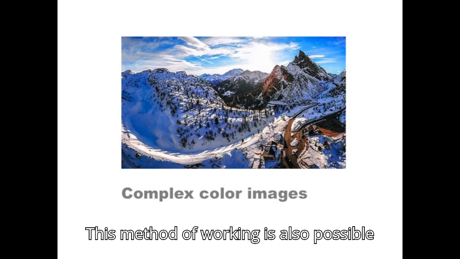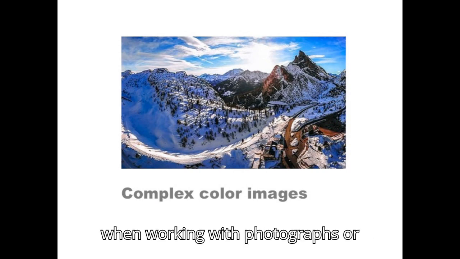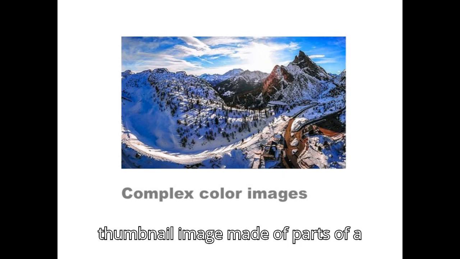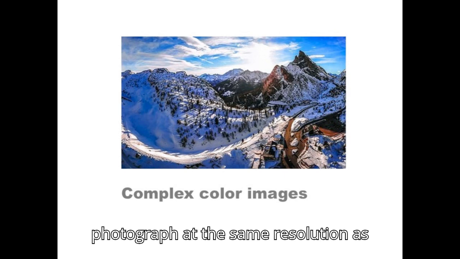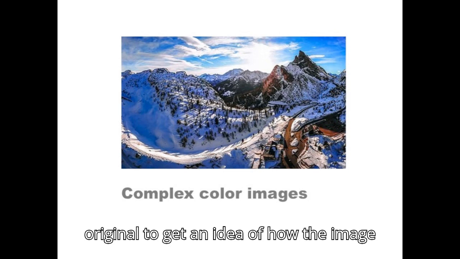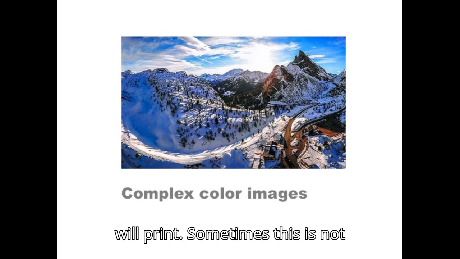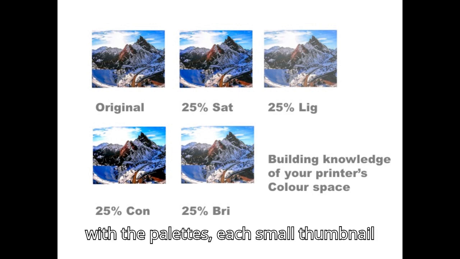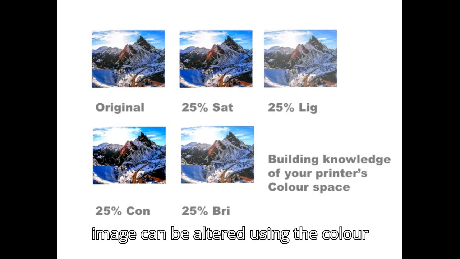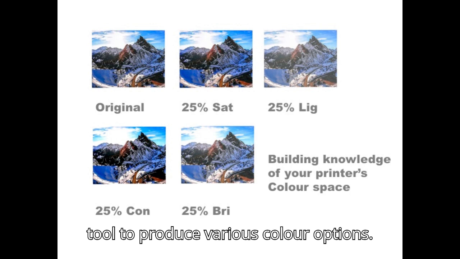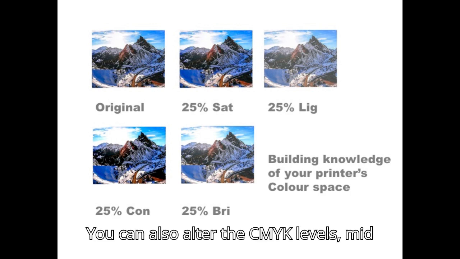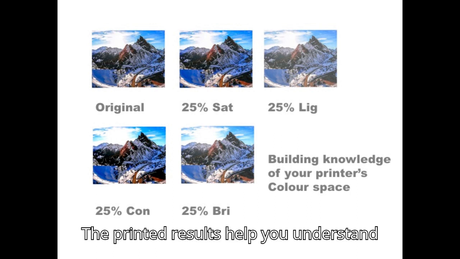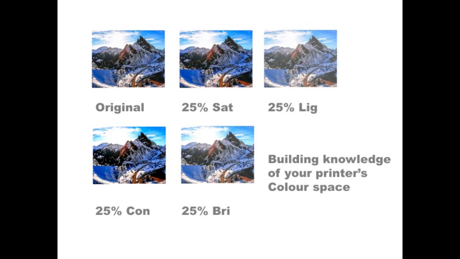This method of working is also possible when working with photographs or illustrations of thousands of colours. Essentially, you need to create a thumbnail image made of parts of a photograph at the same resolution as the original to get an idea of how the image will print. Sometimes this is not possible and you'll have to work with a smaller image than the original. Like with the palettes, each small thumbnail image can be altered using the colour tools to produce various colour options. You can also alter the CMYK levels, midtones, shadows and contrast, etc. The printed results help you understand how your printer deals with colour.